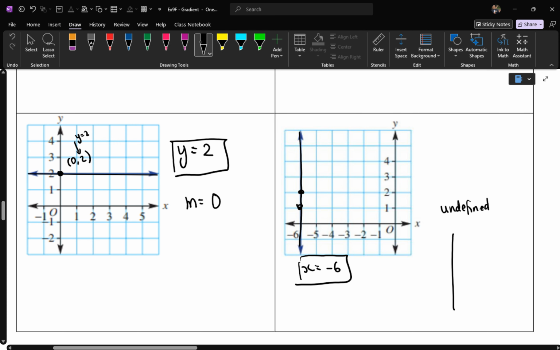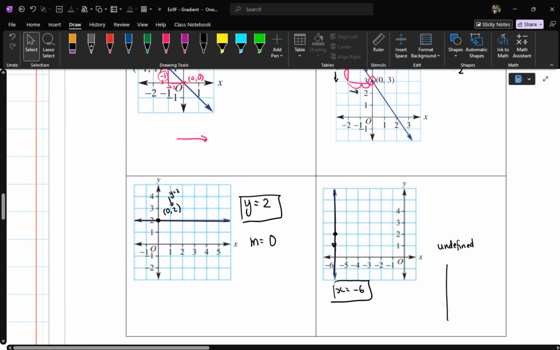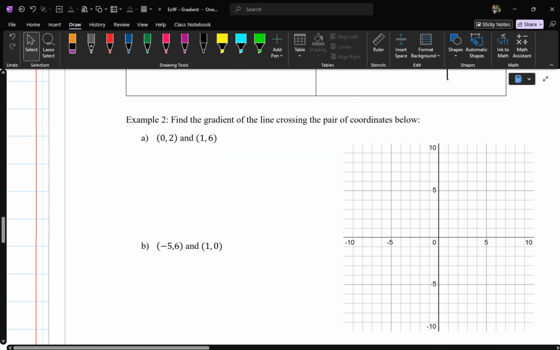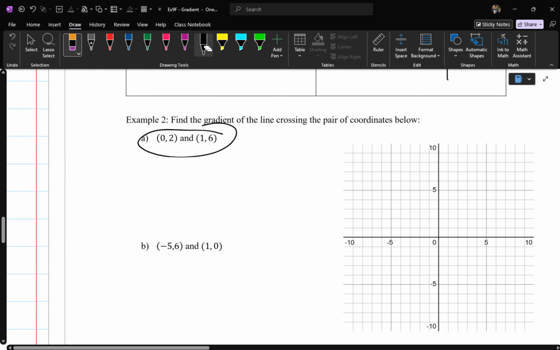There's an actual theory as to why this works, but I'll talk about it later on in another video or so. But right now, that's all I want you to practice to start off with. For these questions here, it might help if you plot the coordinates first so that you can see the distance. So 0, 2, and 1, 6. 0, 2 is over here. And 1, 6 is 1 is here and 6 is up here.